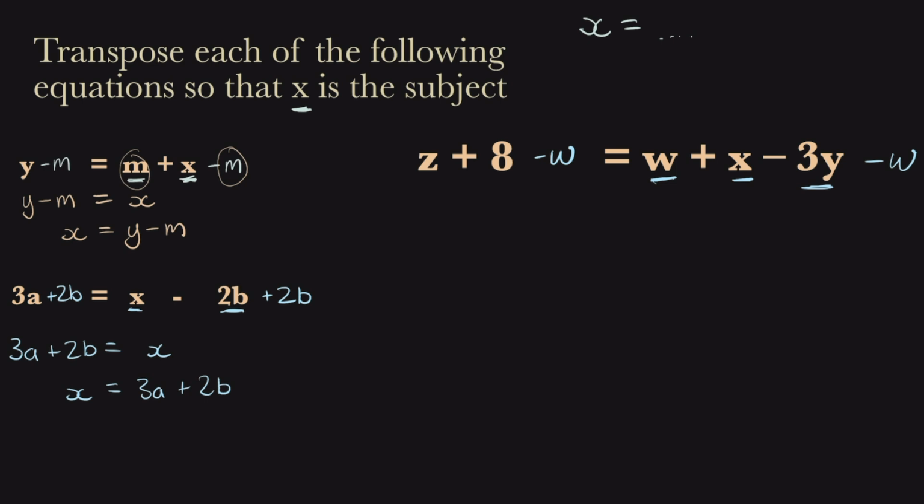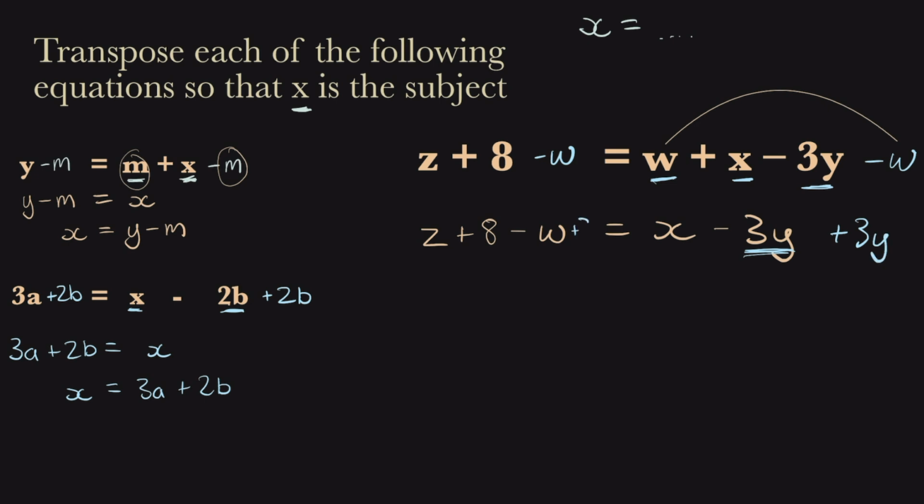And then that's going to give us z plus 8 minus w equals, now we've got w and negative w, so those two are going to cancel each other out, leaving us just with x take 3y. All right, next step is we want to reverse this negative 3y. So what I'm going to do is I'm going to add 3y to this side, and I'm going to add 3y to this side. So that's the same.